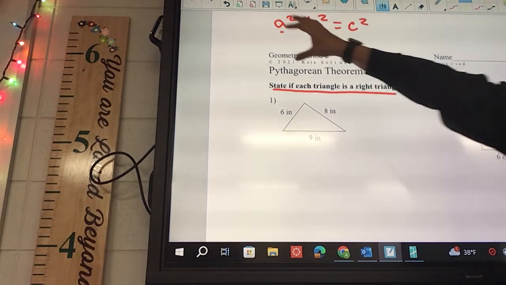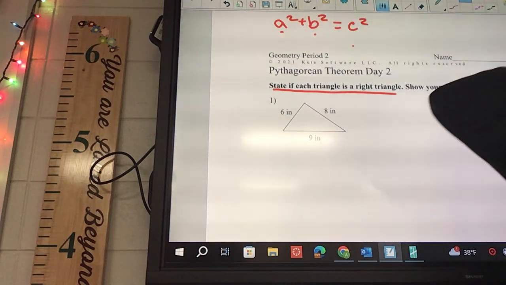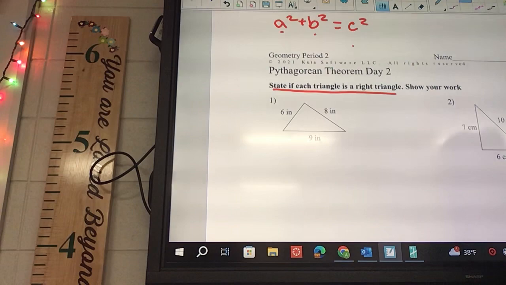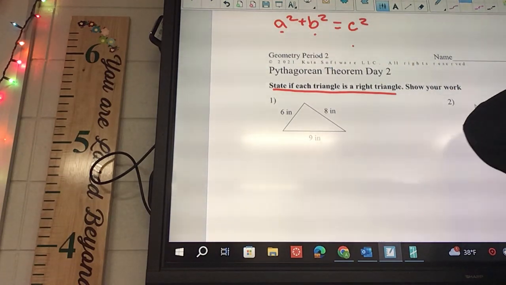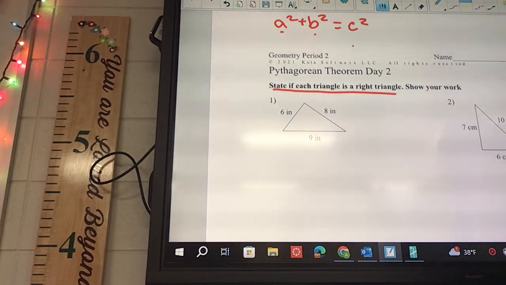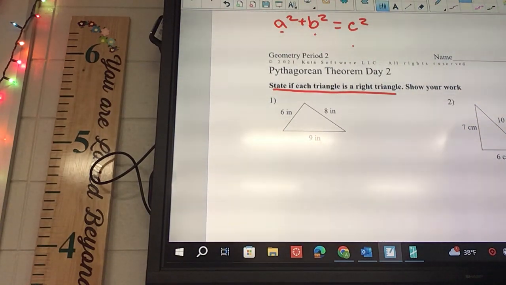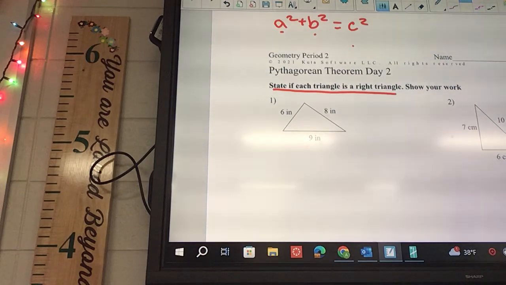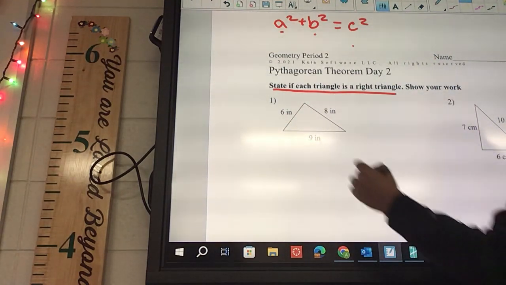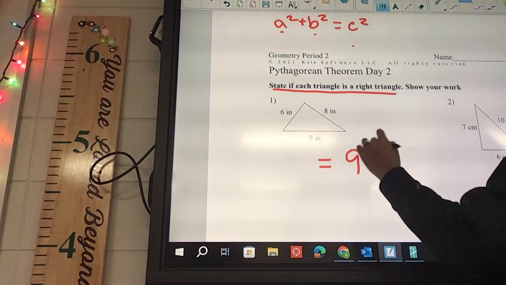Could A be 1,000 and C be 1? Why not? It's got to equal C. So A and B added together has to equal C. So which one is going to be bigger, A, B, or C? C. C is always going to be the biggest one. Okay, in this case when we don't know, which one is the biggest one here? 9. So we're going to say equals 9 squared.